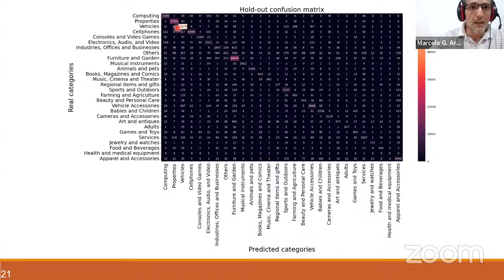For example, for the vehicles category, which is a level 1 category, we obtain 95% precision and 98% recall. And the worst category, which coincides with the category that has the lowest number of articles available, is services, in which we obtain 77% precision and only 16% recall.